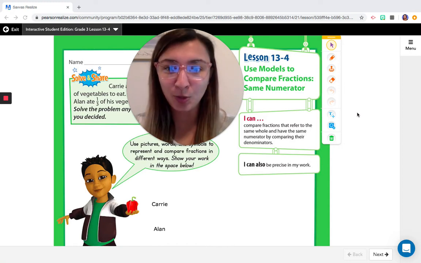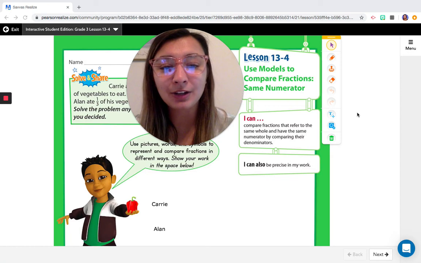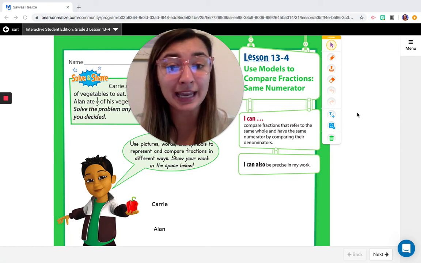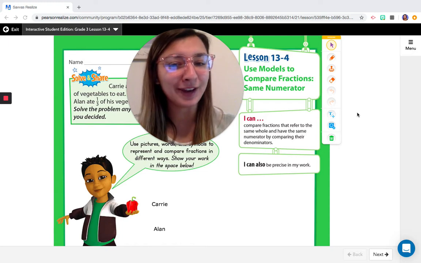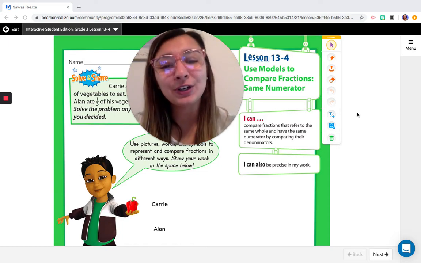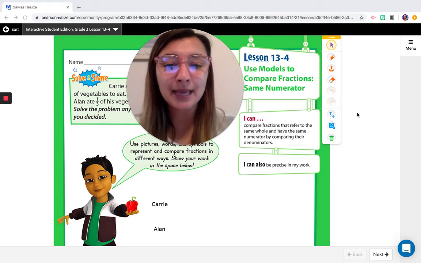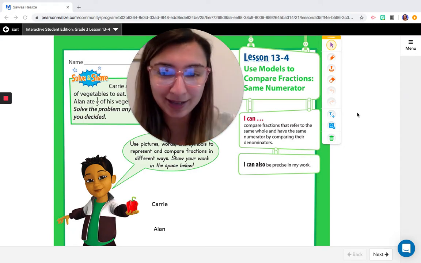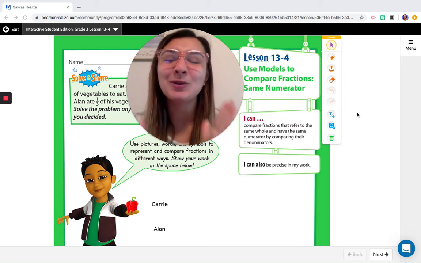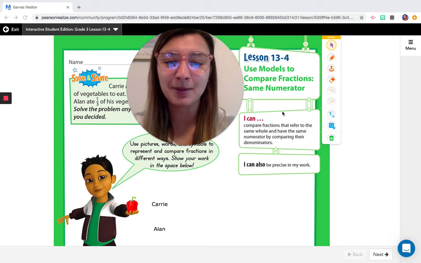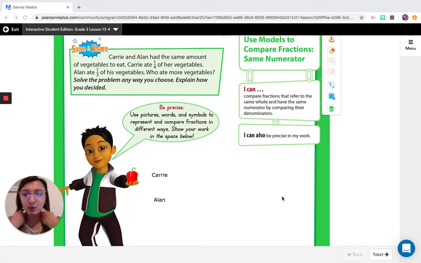Now, to get into our last and final math lesson, today we are going to use models to compare fractions with the same numerator. Yesterday, you learned to compare fractions with the same denominator. So this one's going to be a little bit more tricky, but you guys got this. So let me make myself smaller, and we'll do the solving chair. All right, so let's read this.